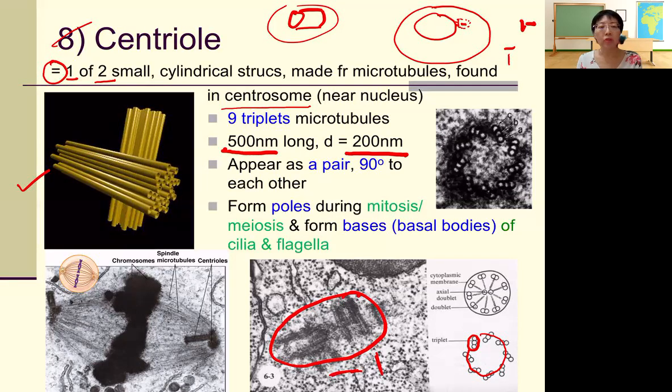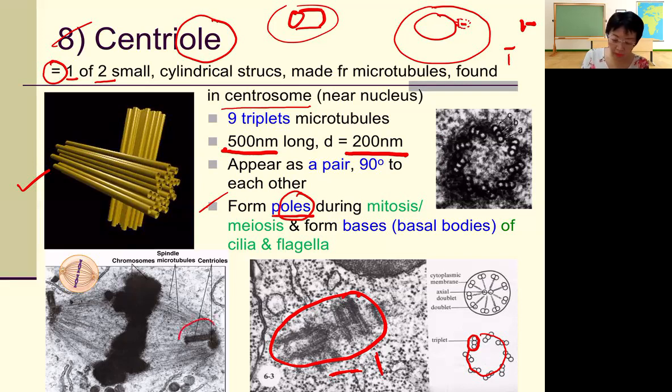So what is the function of centriole in the cell? They form the poles during mitosis and meiosis. How to memorize? You see, centriole ends with the letters O-L-E. The pole also ends with O-L-E. So centriole is used to form the poles during mitosis and meiosis.